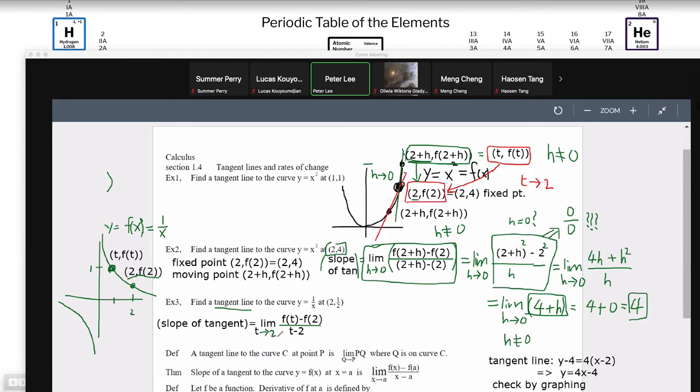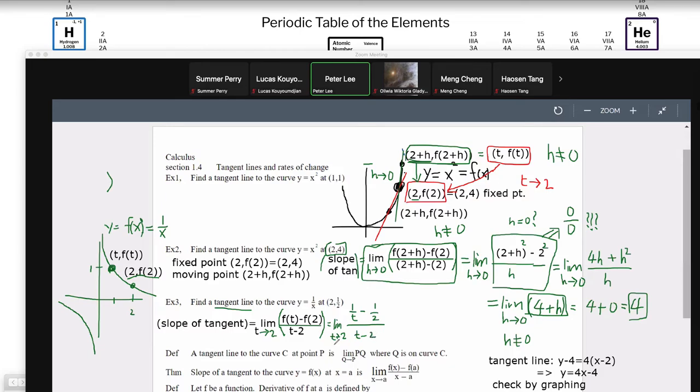T is approaching 2. So this is now the expression for the slope of the tangent line. Again, this limit right here is not the tangent line itself, but it is the slope of the tangent line. So we're going to find the slope, and once you find the slope, then we will get the line equation, since we already have a point right here. So this is going to be the limit as t approaches 2. And what is f of t? f of t is going to be 1 over t, minus f of 2, which is 1 over 2, over t minus 2.